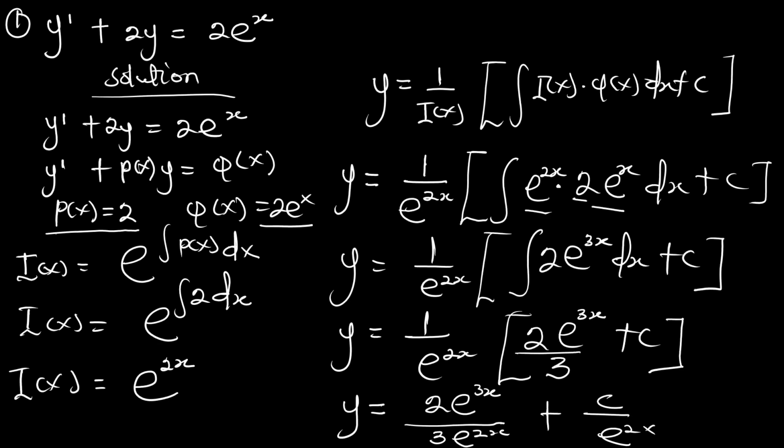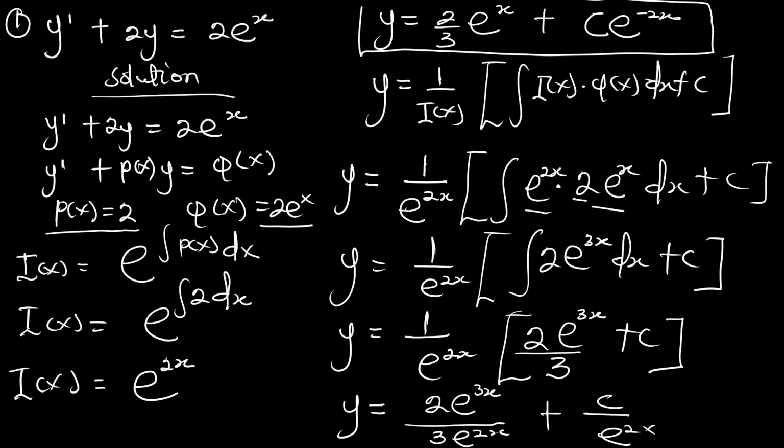So you can still use the idea of indices to simplify. So y is going to be 2 over 3, then e to the power 3x minus 2x. So you're going to have e to the power x plus, here we can write this as c e to the power negative 2x. So this is going to be our final answer. This is going to be our solution when we find the solution to y prime plus 2y equals e to the power x. That is what we are going to get at the end of the day.